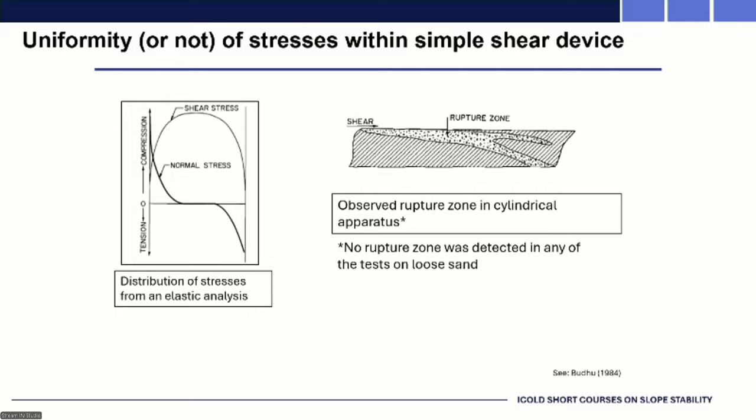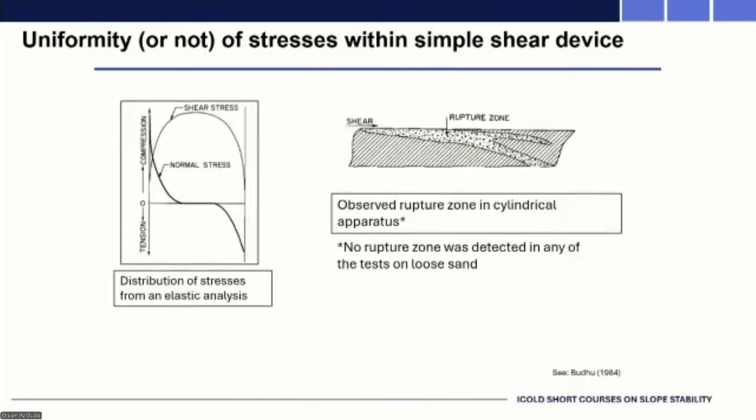I think it's because the denser materials tend to dilate, they push against the restraint, and that causes strain localization and rupture zones. A nice loose contractive material doesn't have that same effect. It doesn't dilate, it doesn't try to push against the restraints. So it seems we can very likely get pretty uniform stress conditions within a DSS, which is good news.